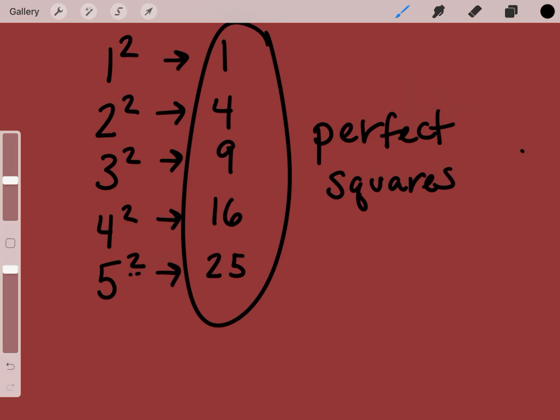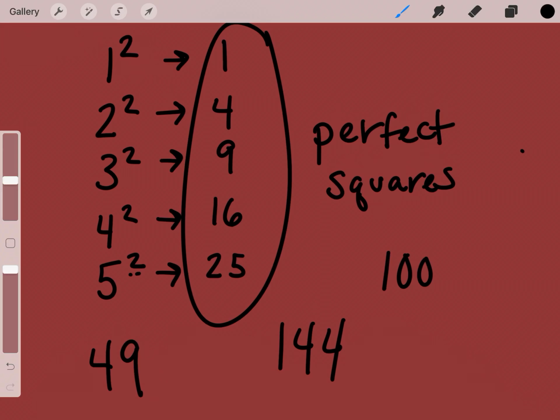Can you list, I don't know, let's go with 4 additional perfect squares. All right, so something you might have come up with was 49, 100, 144. There's a whole bunch. They go on forever and ever, but they have a special relationship.